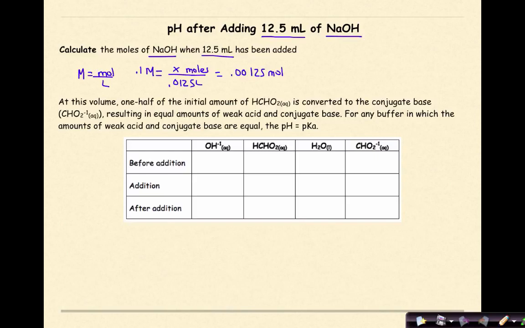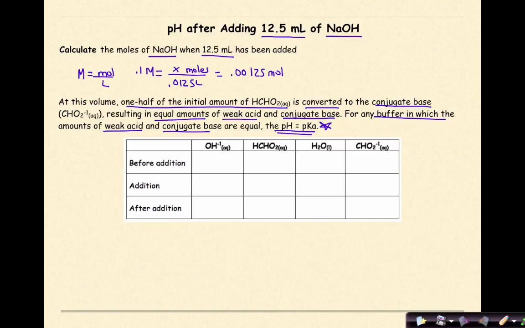At this volume, 1/2 of the initial amount of HCHO2 is converted to the conjugate base, which we're going to see in a minute when we look at the calculations, resulting in equal amounts of weak acid and conjugate base. For any buffer in which the amounts of weak acid and conjugate base are equal, the pH will equal the pKa, and that's an important thing to notice. So let's see that as we go through.